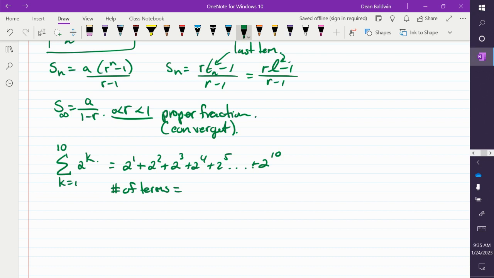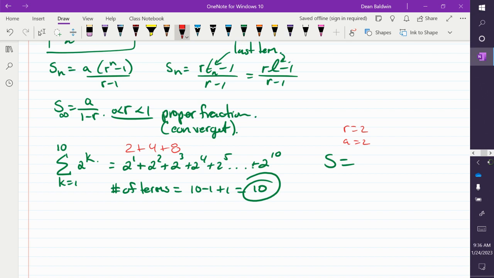How do you find the number of terms? Upper minus lower plus 1. 10 minus 1 plus 1 is 10 terms. And this one, you could go through, figure out all these numbers and add them up, or what could you do if I said actually sum this? Look at the numbers. First term is 2. Second term is 4. Third term is 8. What's the R value? 2. So R is equal to 2. A is 2. Do we know the last term?